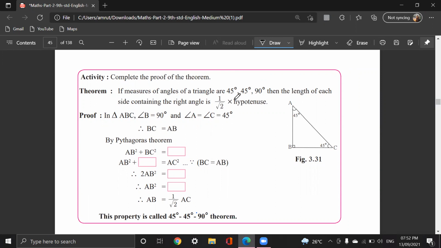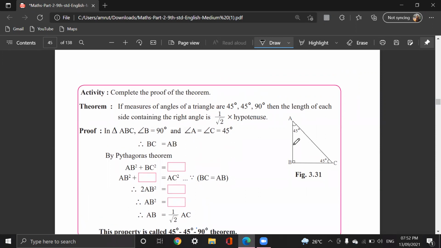So the sum of measures of all the three angles of a triangle is 180-degree. Okay, so in a right angle triangle, when the remaining two angles are 45-degree, let us see what the theorem says. If the measures of angles of a triangle are 45, 45, 90-degree, then the length of each side containing the right angle is 1 upon root 2 of the hypotenuse.